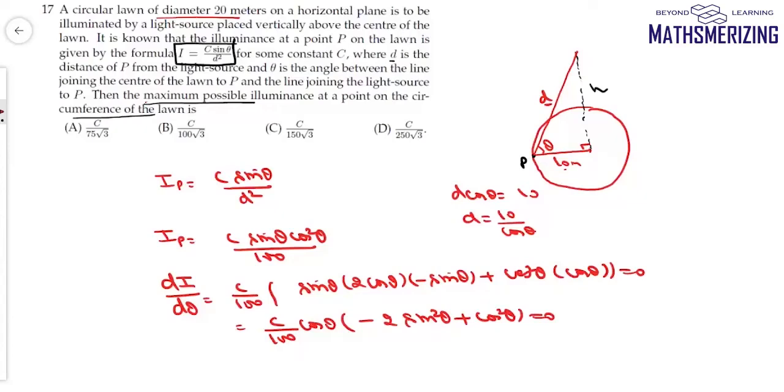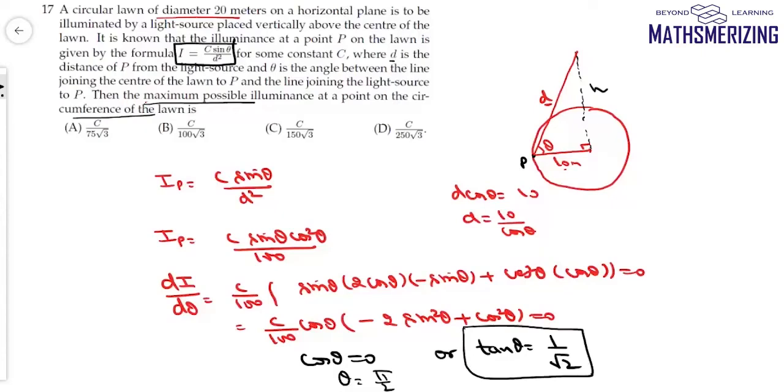So from here I'll get two conditions. Either the value of cos theta is 0 or the value of tan theta is 1 by root 2. Cos theta is 0 when theta is pi by 2, and this theta will be pi by 2 when the source is placed at infinity. So if the source is placed at infinity, in that case we'll get this illuminance which is nearly 0. That's the minimum value of illuminance. For maximizing this illuminance, we'll get tan theta as 1 by root 2. So we have this right angle triangle.